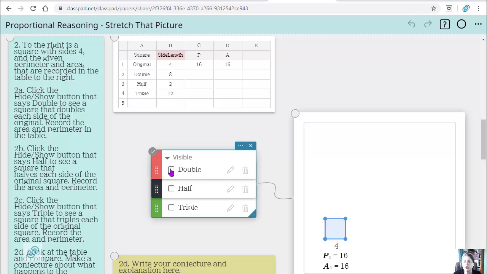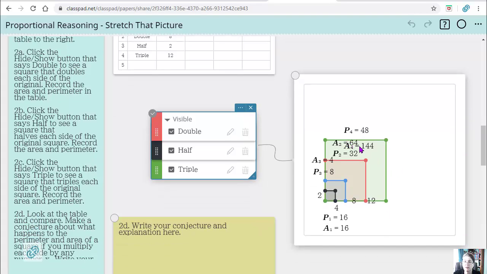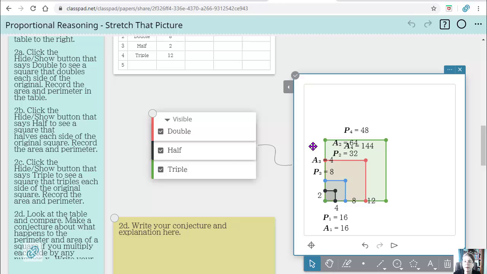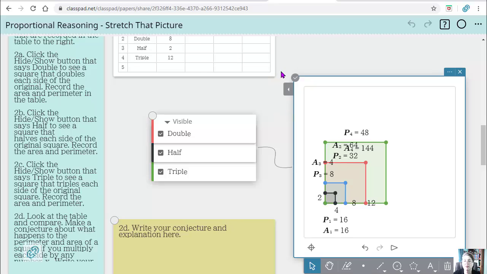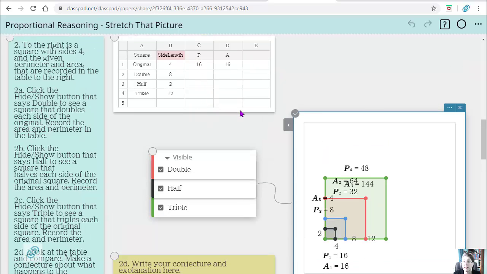So if I click these hide show buttons, this is nice. It shows me the next thing. And so you can see that perimeter is 32 and area is 64. So that does seem to be what our conjectures are about, right? So then they look at the 1/2, and you can turn these hide and show things off if you don't want to see them all at the same time. But if you do, it's kind of a nice visual where you can see all of them and see how growth impacts the graph.